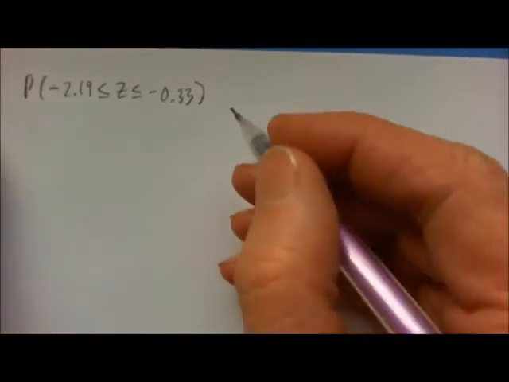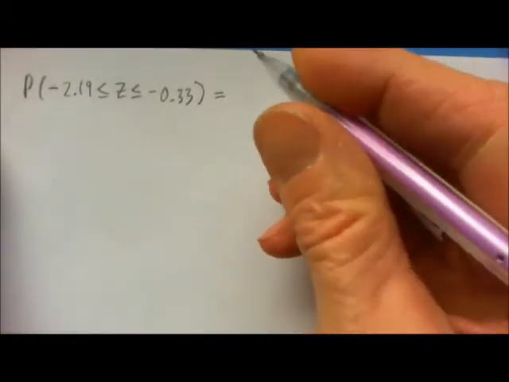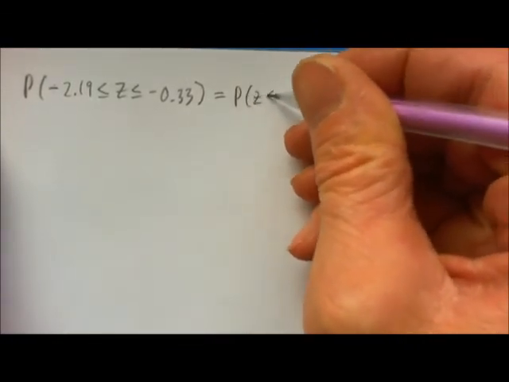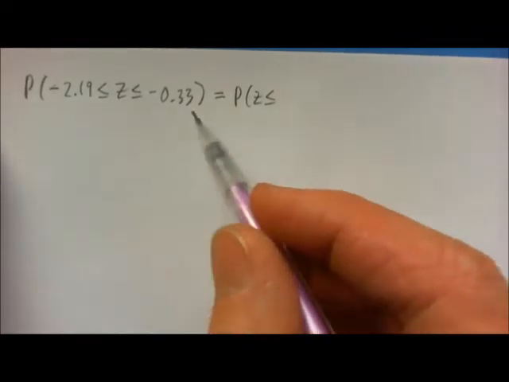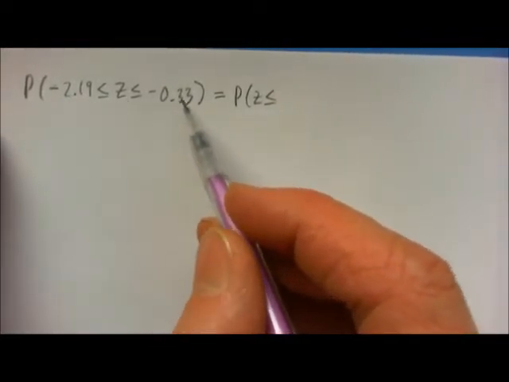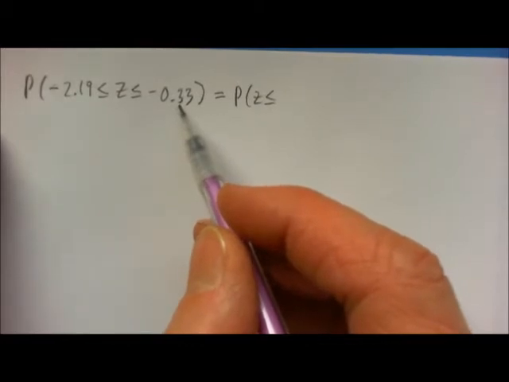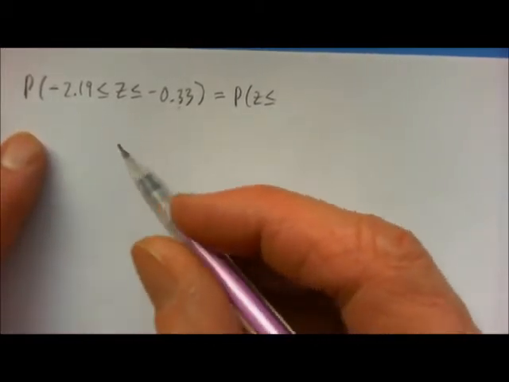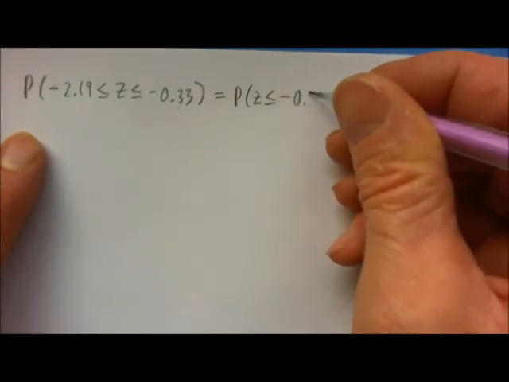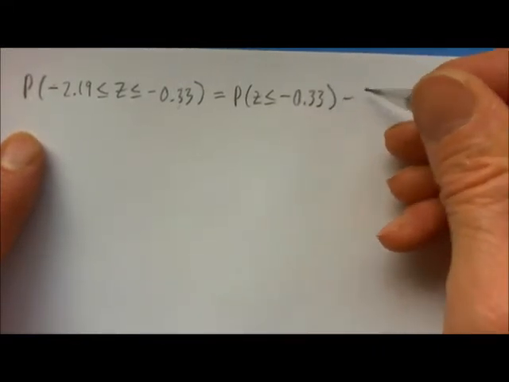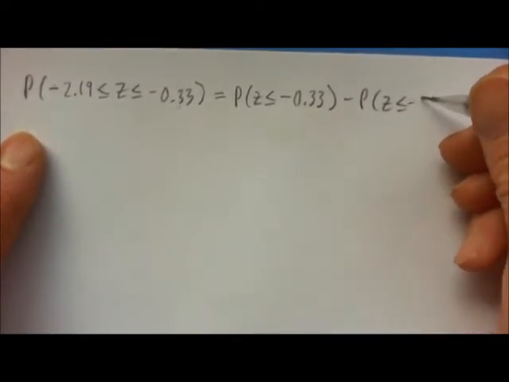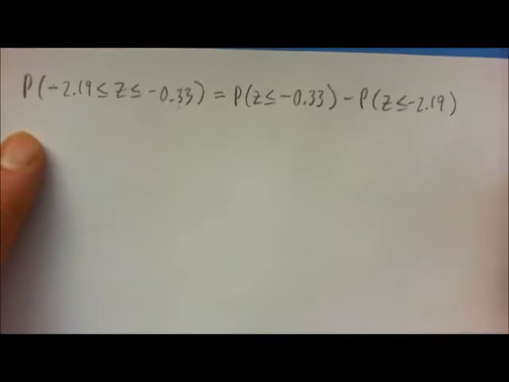Okay, so let's use the formula this time first. The formula, remember, is we find the probability that z is less than or equal to the larger of our two values, which is always this one over here when we arrange things in this order. Negative 0.33, even though it's negative, is still larger than negative 2.19. So we have the probability that z is less than or equal to negative 0.33 minus the probability that z is less than or equal to negative 2.19.